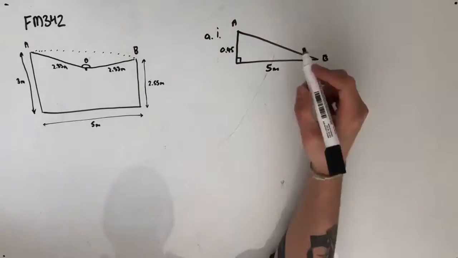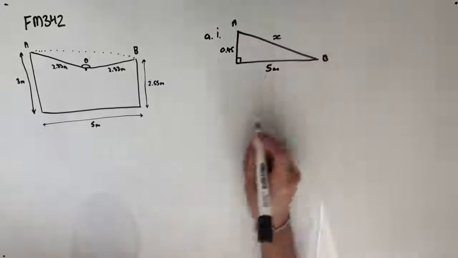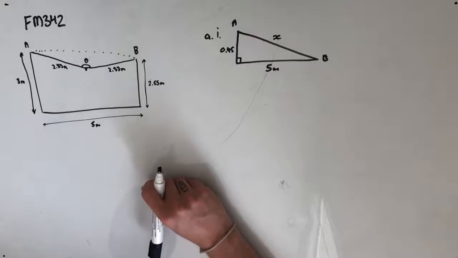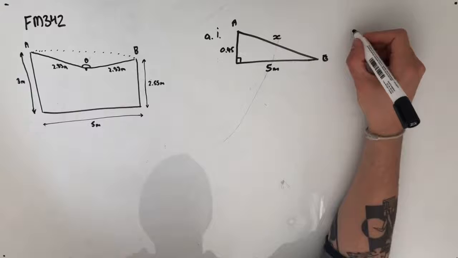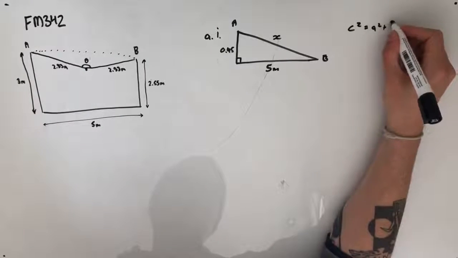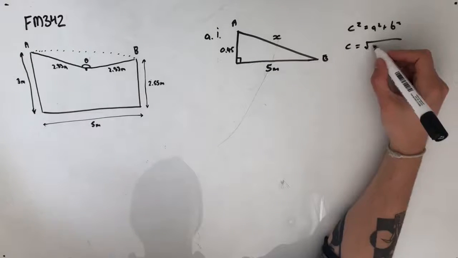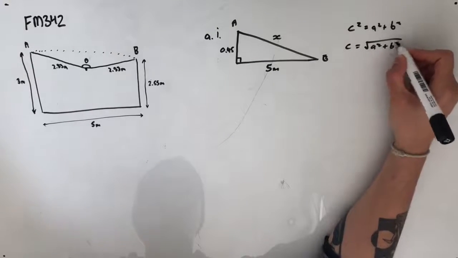like that. And of course, we're being asked to find this length here, the hypotenuse, or the straight line distance between A and B. So we've got 2 known side lengths and 1 unknown, which means we can use Pythag to figure this out. So we're going to use c squared equals a squared plus b squared. I like the rearranged formula, c equals square root of a squared plus b squared.